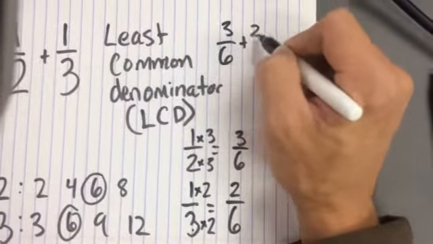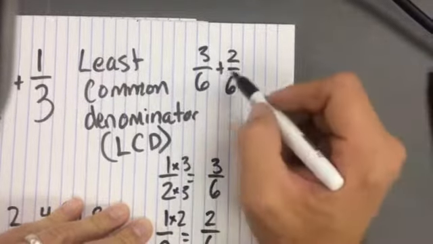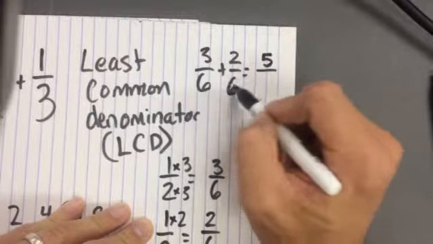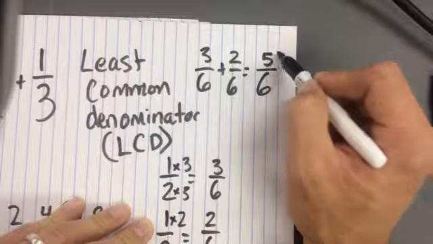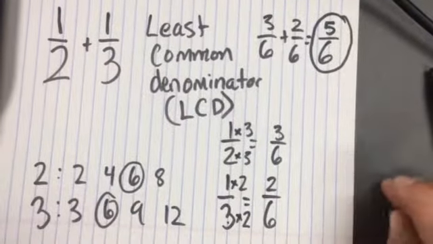3/6 plus 2/6. You'll notice based on the other part of our video that if our denominators are the same, we can add. So 3 plus 2 is 5. 6 plus 6 in this case is 6 because we do not add our denominators. So here's your answer. There's the whole thing so you can take a look at it.